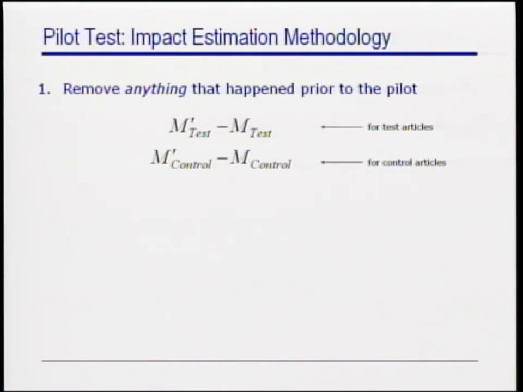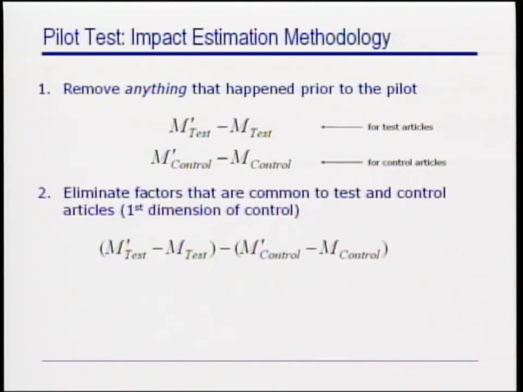In order to remove the effect of any initial conditions, we took first differences between the measurements made before and after the new process had been introduced. Then, we compared the performance of the test versus the control group by taking the difference of the matched pairs. This removed the effect of anything that could have happened during the pilot but was not due to the model, and in terms of our experimental design, it constituted a first dimension of control.